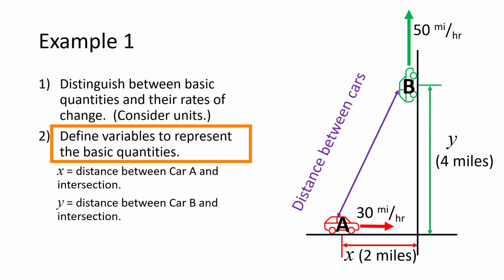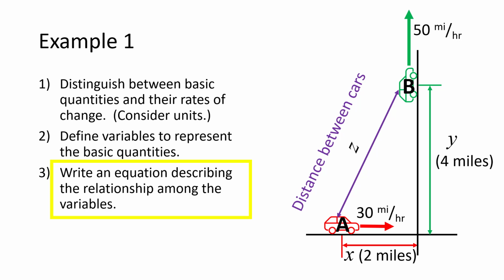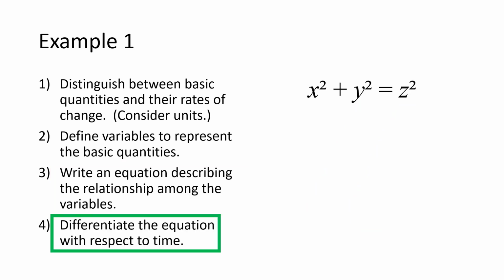We are asked to find the rate at which the distance between the cars is changing. We start with the basic quantity, the distance between the cars. I'm going to call it z. We want to find its rate of change. Now we write an equation describing how these quantities are related to one another. Because the roads meet at a right angle, the Pythagorean theorem applies. Our equation is x squared plus y squared equals z squared.